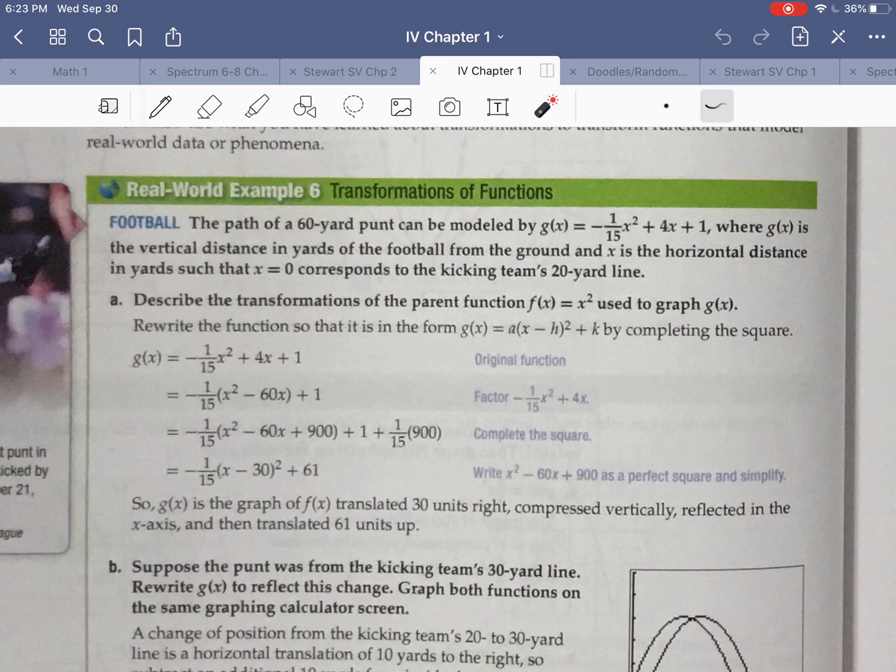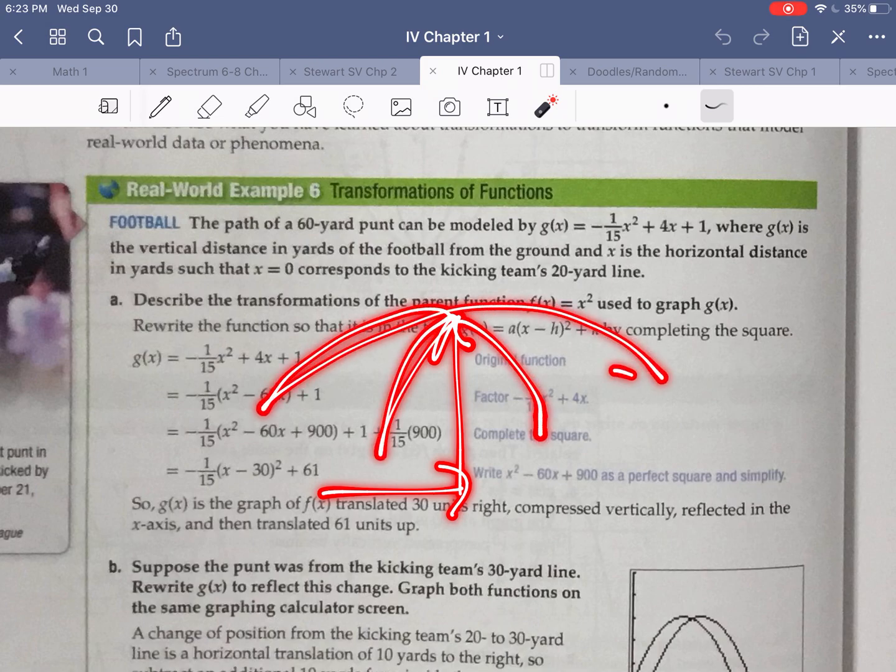So transformations of functions. If we take a look at this thing, we can rewrite this quadratic that's in what we call standard form into what we call vertex form. And vertex form is helpful because it shows us all the translations, all the transformations from our base function of just x squared. So just looking at this thing, I know it's shifted to the right 30, up 61. The negative makes it flipped, and the 1/15th will squish it so that it's much, much wider.